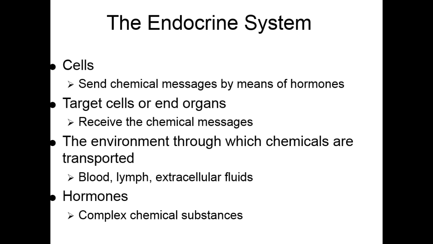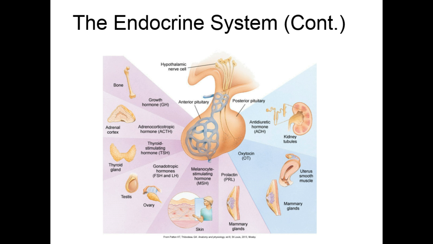There are many different types of hormones. If you go to your next slide, you'll have a picture of the endocrine system. This is actually a picture of the pituitary gland, and you see that it's divided into two lobes, the anterior pituitary and the posterior pituitary. And these are all the different hormones that it makes, controls, and secretes.